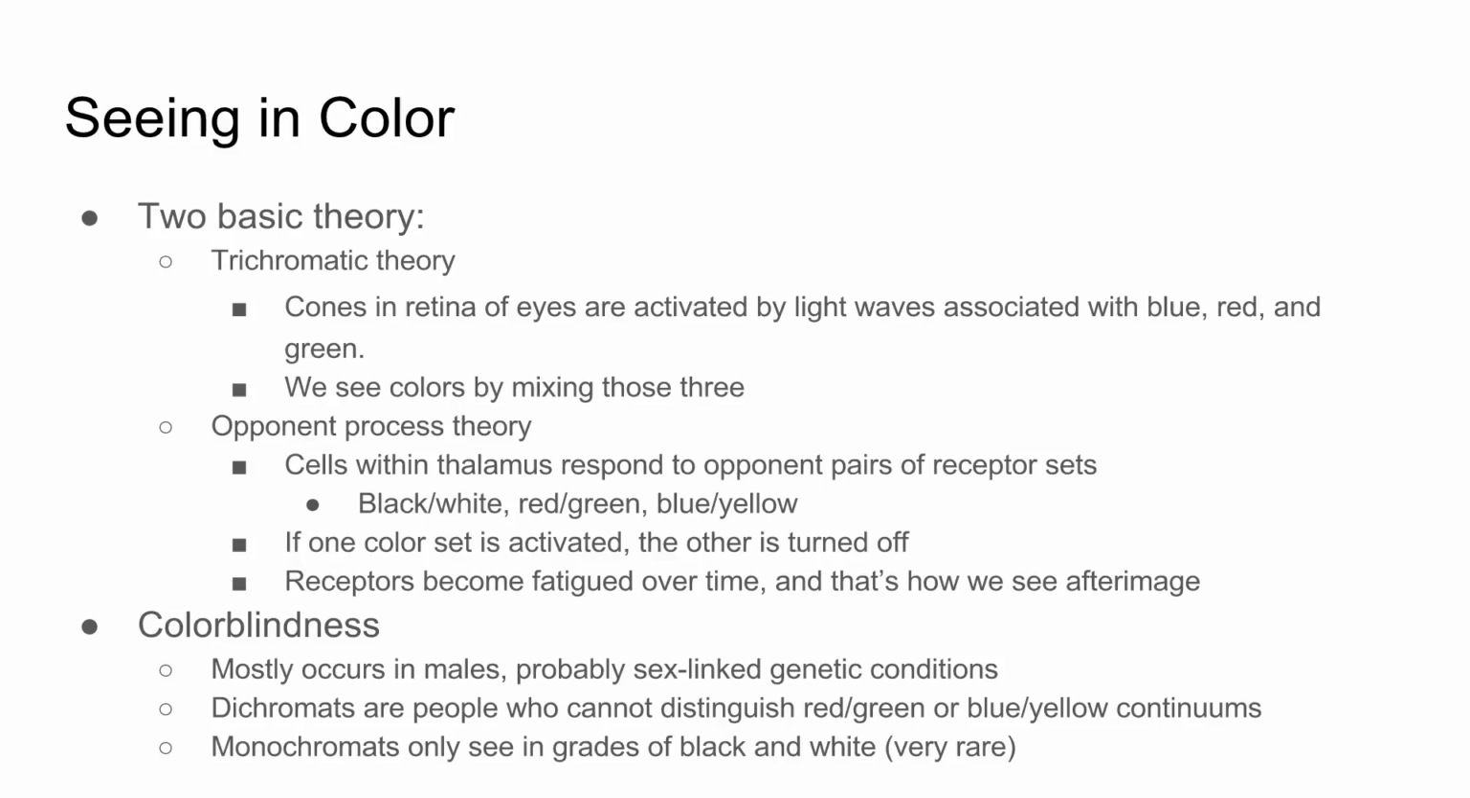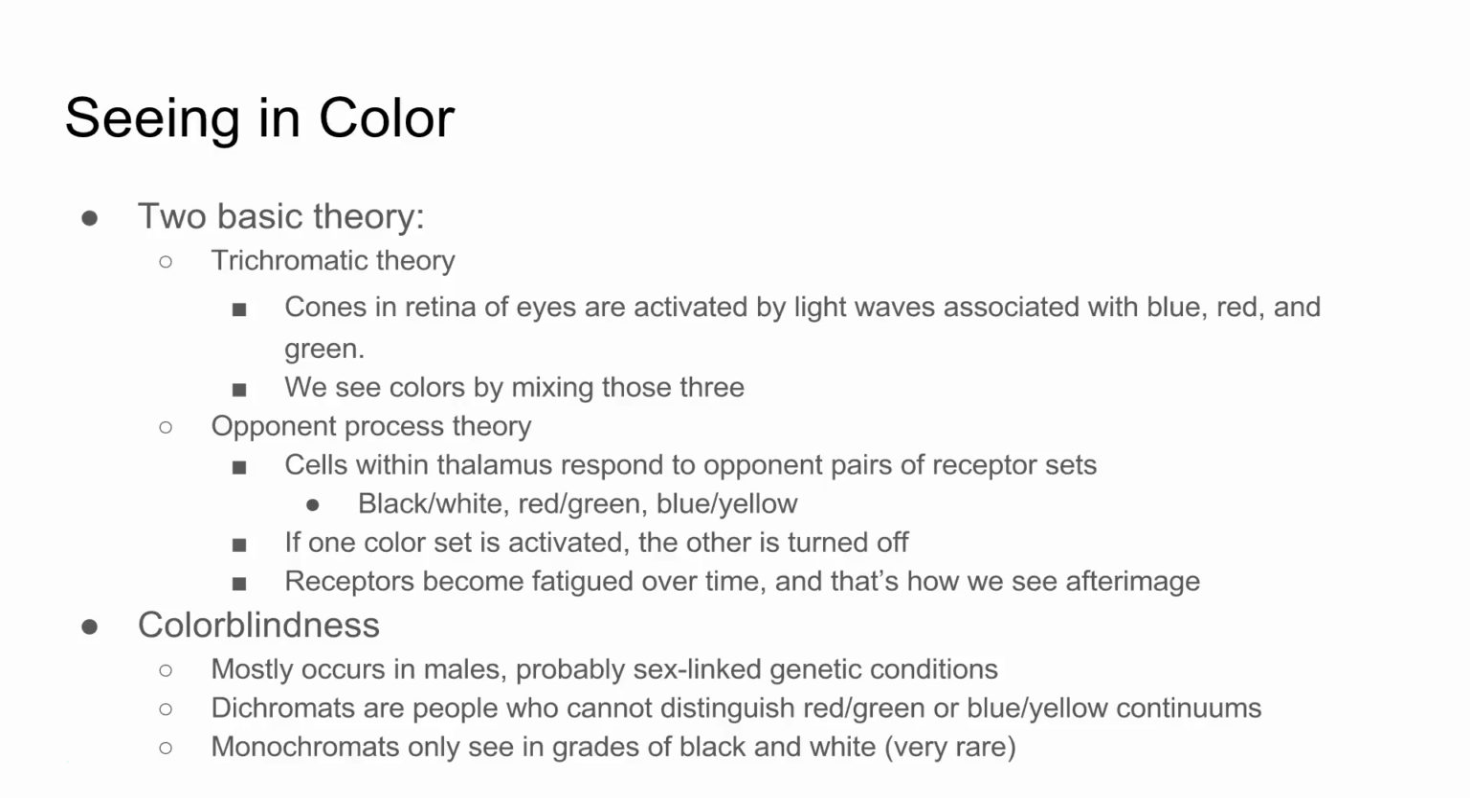The other theory is opponent process theory. That idea says that within the thalamus, there are different cells that respond to different, what they call opponent pairs. And that is black and white, red and green, and blue and yellow. But basically, if one color set is activated, then the others are turned off, resting.